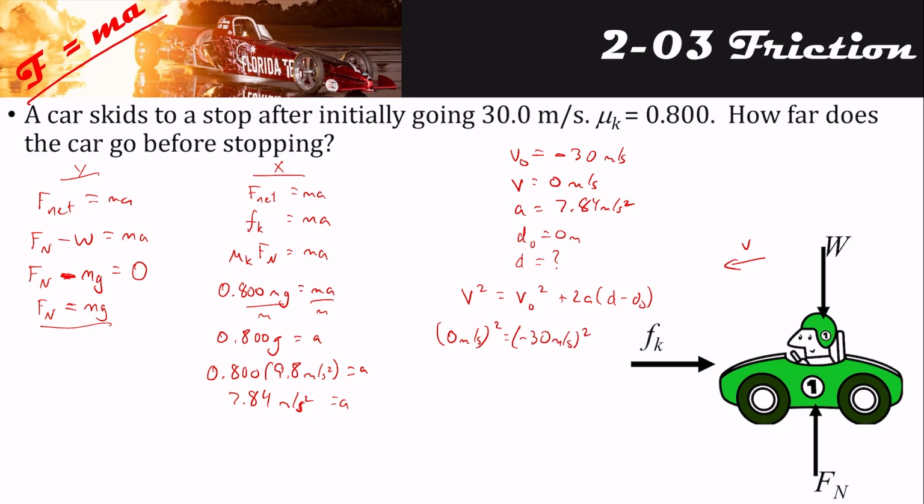So use the equation from kinematics. A was 7.84. So 30 squared would be 900. And 2 times the 7.84 is 15.68 times d. So subtract the 900.